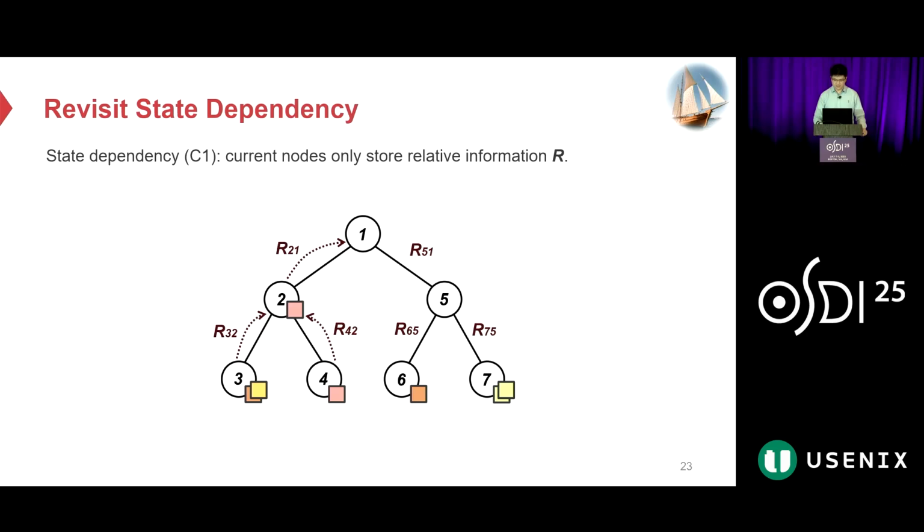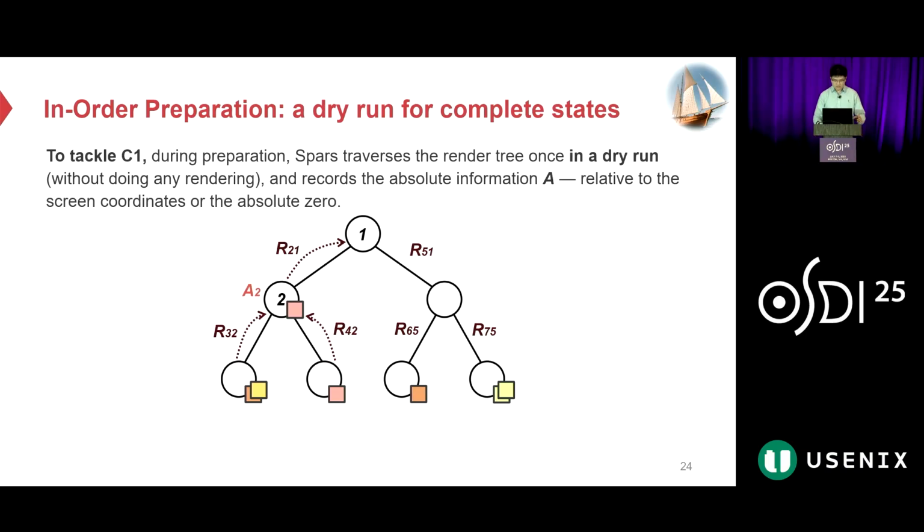Let's see how this design addresses our first challenge, state dependency. Well, nodes only store relative information. During the in-order preparation, Sparse traverses the render tree once in a dry run without doing any rendering. Sparse calculates and records the absolute information A for each node, relative to the screen coordinates or the absolute 0. A is stored within the nodes that contain draw commands and can be reused across frames until an animation or an interaction updates its value.